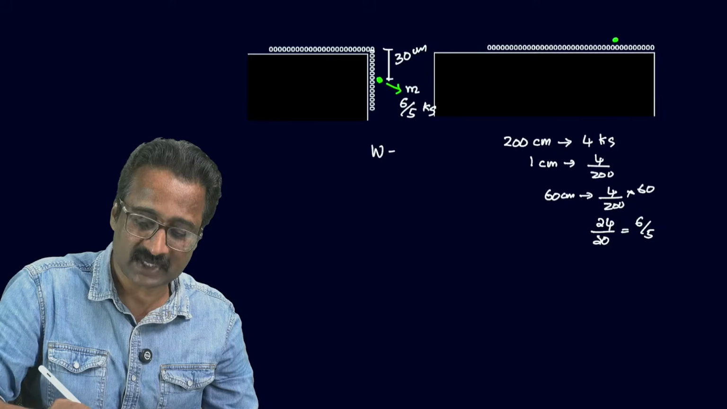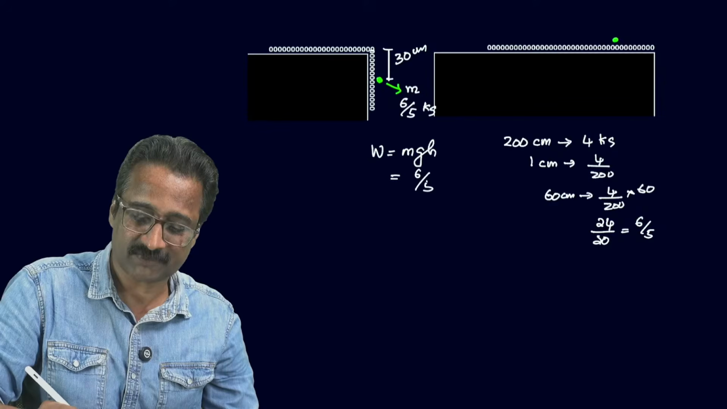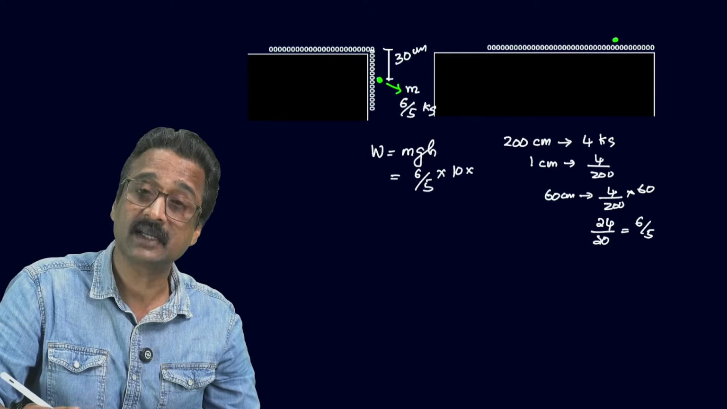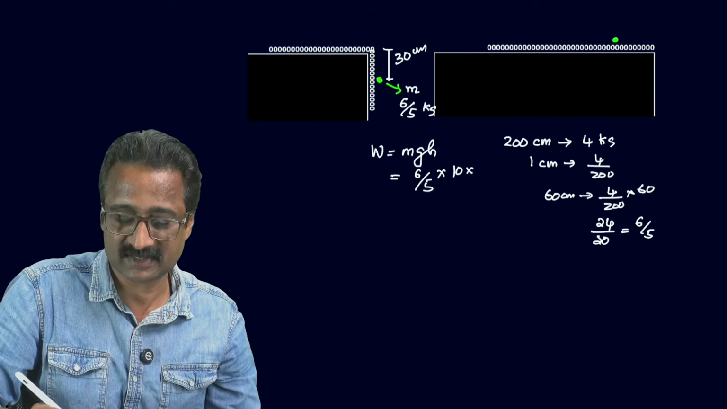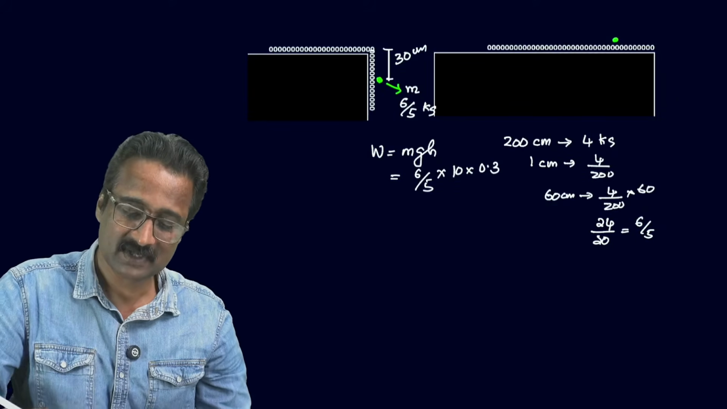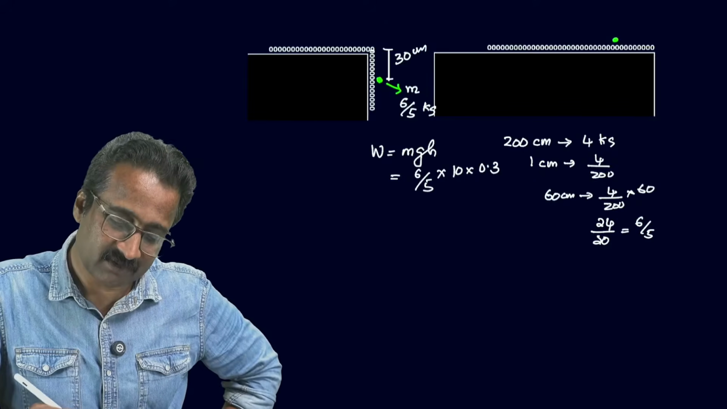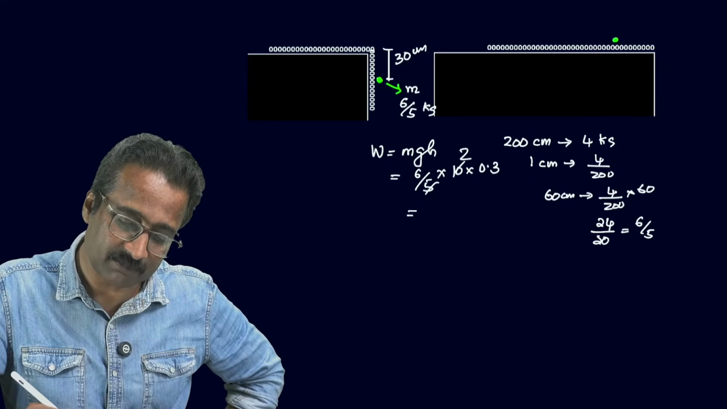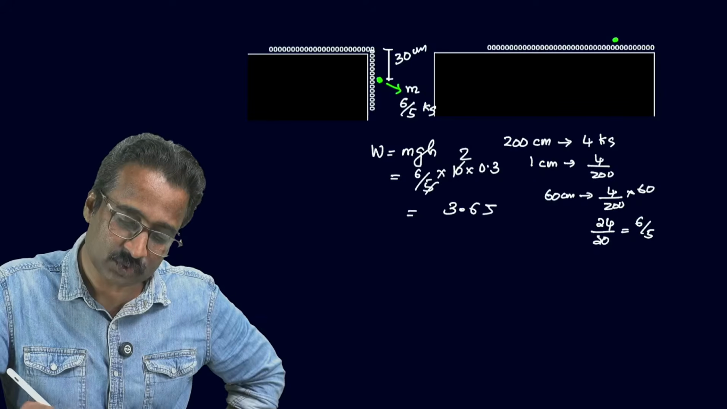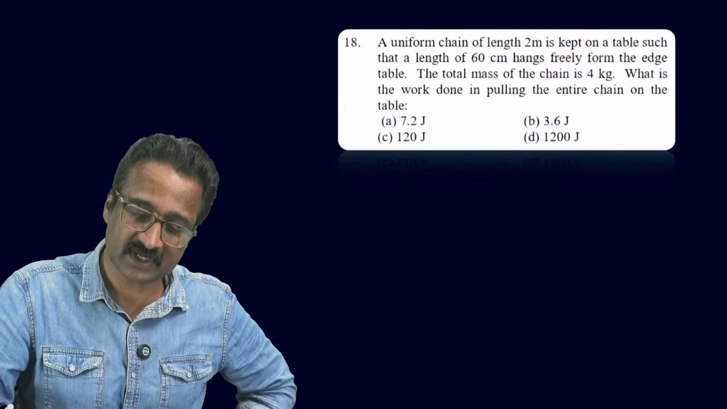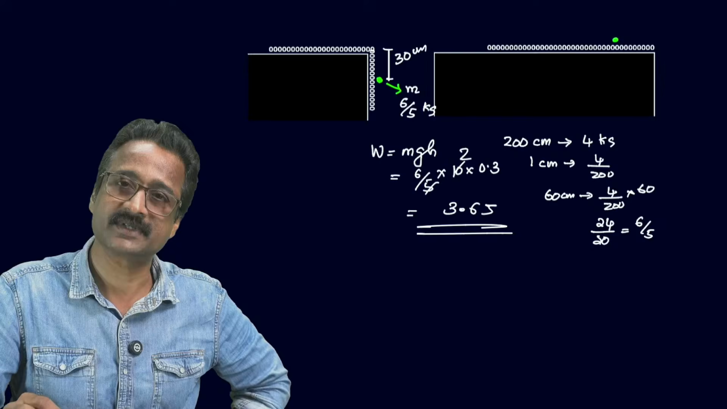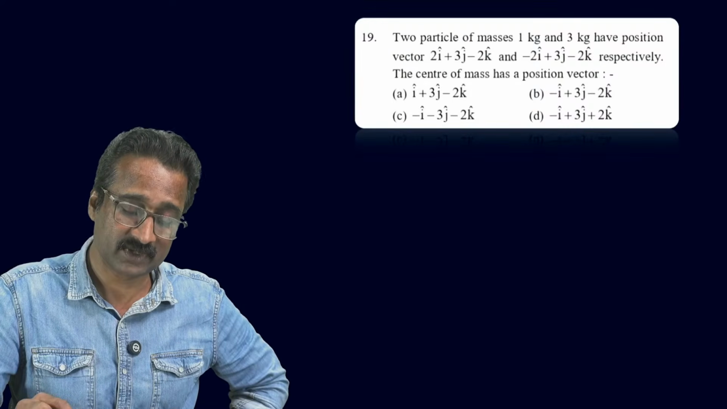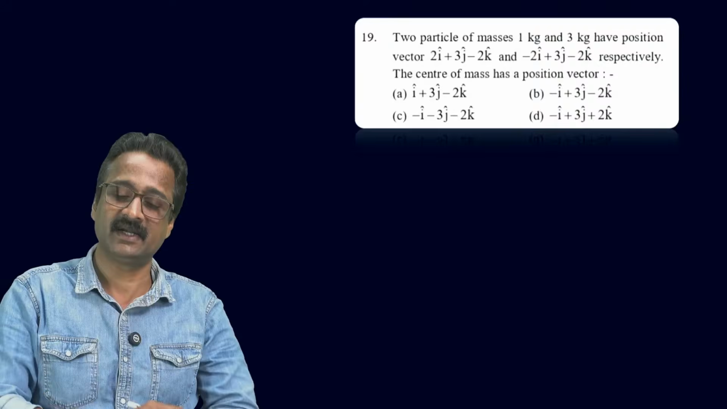So the work required is going to be mgh. That is what I'm going to finally find. M I told you is 6 by 5. G is taken as 10 and the height is 30 centimeters, which in meters is 0.3 meter. Okay, 10 and 5 cancel to 2. So it is going to be 12 into 0.3, which is 3.6 joules. That's the work required to lift the chain in the figure. That is 3.6 joules. Okay, that was question number 18. This is question number 19.